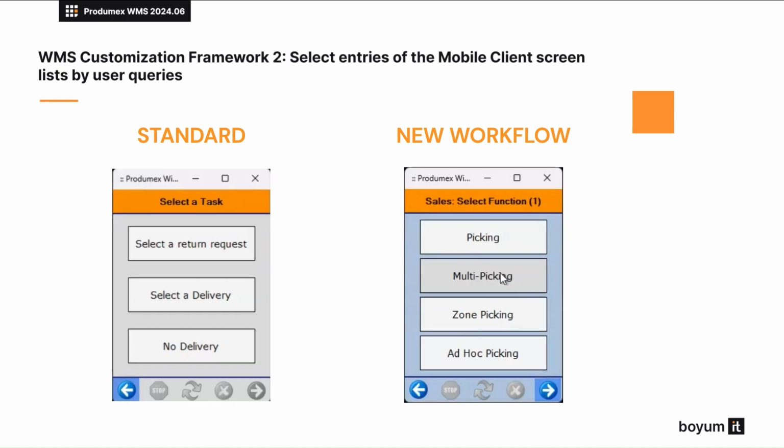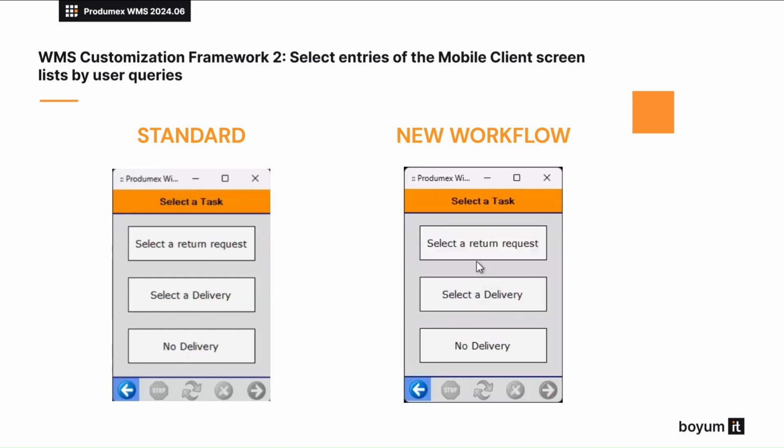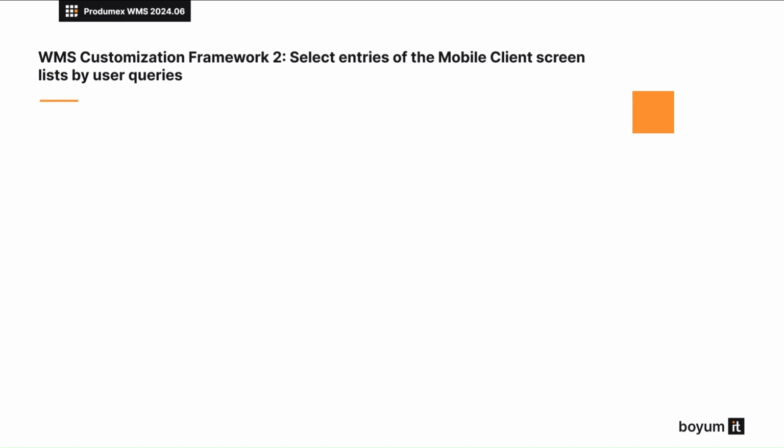Let's see the customized workflow. The required customer for the sales return is already selected and the screen automatically goes on without clicking on the forward button. Let's open the mobile client in the customization mode again.